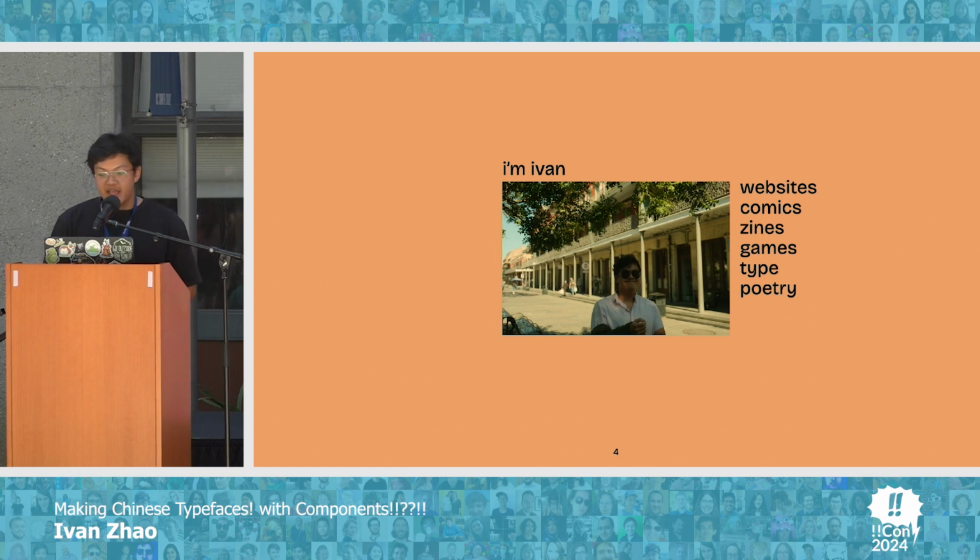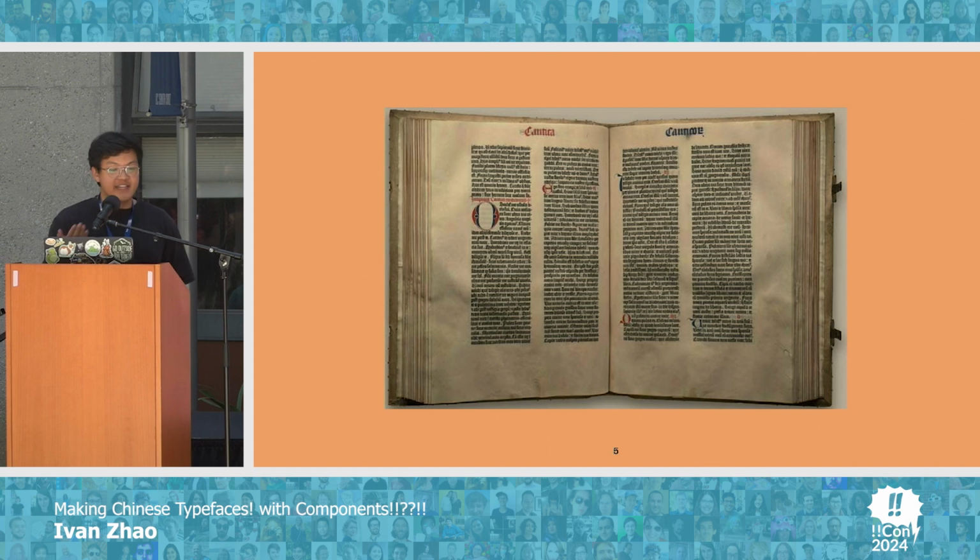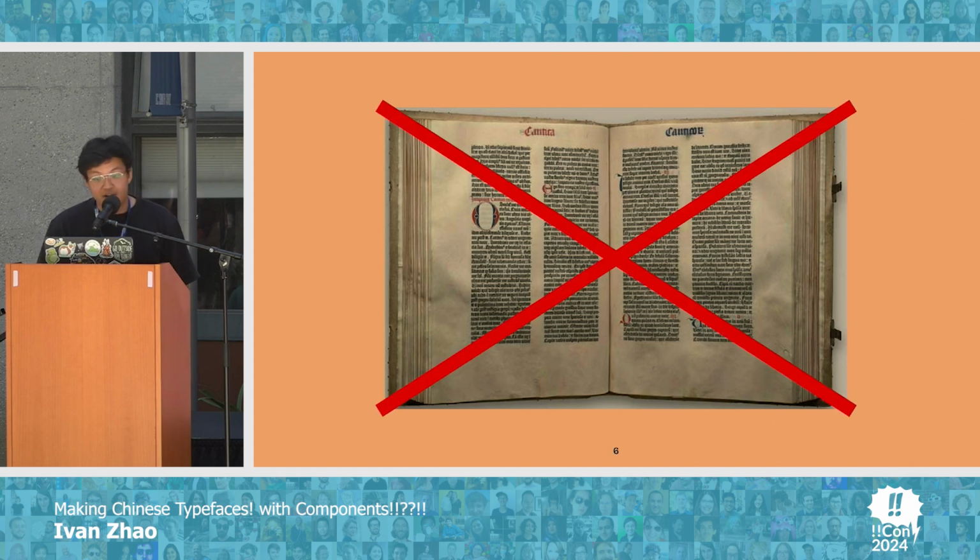If you've ever been to an intro to graphic design or graphic design history class, they love to talk about movable type and the Gutenberg Bible. This is the Gutenberg Bible, printed probably around the 1450s. It's one of the examples of movable type. They also talk about this as the first example of movable type, but I'm here to tell you that that's wrong.